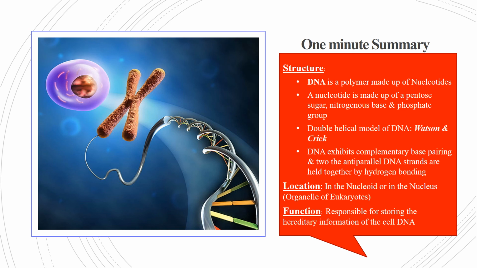In a prokaryotic cell, the DNA resides in the cytoplasm of the cell in a region known as the nucleoid. However, in a eukaryotic cell, it is located in a membrane-bound organelle known as the nucleus. The function of a nucleus in the case of a eukaryotic cell is primarily to store the hereditary information, the DNA.